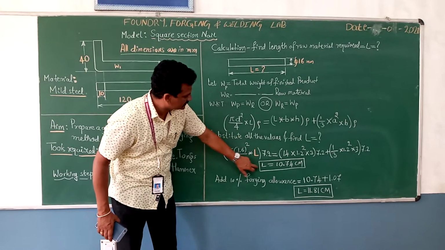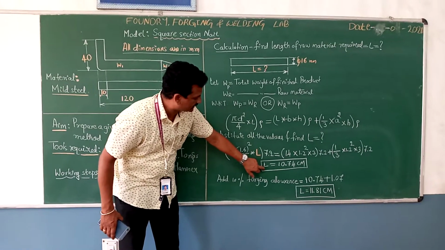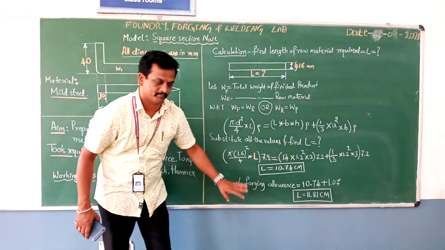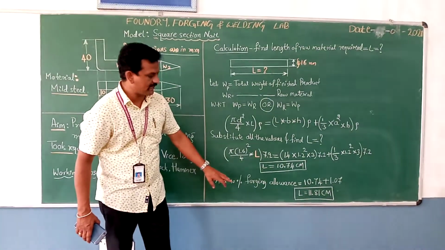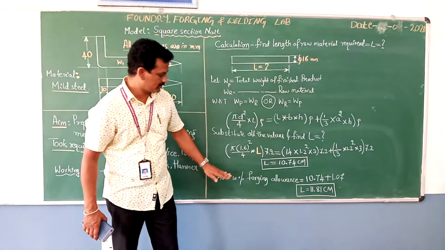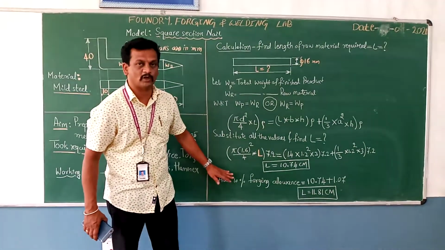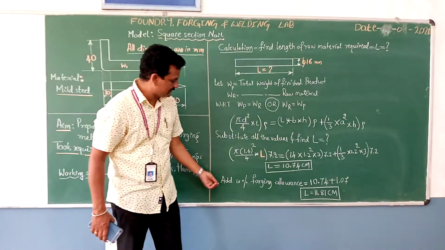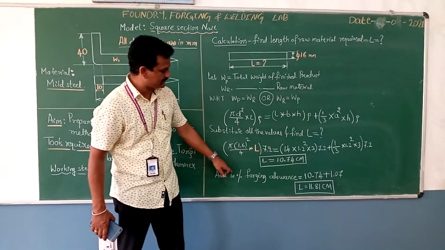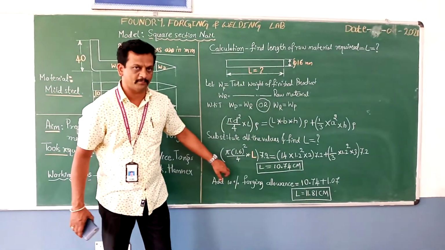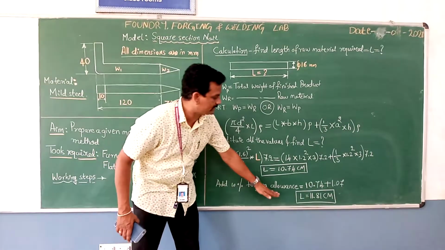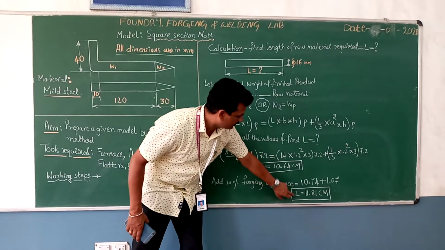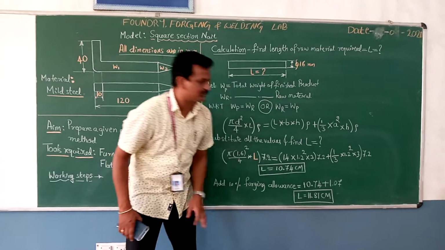Now it will give L, the total length of the raw material you have to cut, 10.74 centimeter. But we know that we have to provide an allowance to compensate for different losses during the hammering operation. It is assumed that for mild steel there are 10% losses during the operations. That's why we have to add the allowance. By adding the 10% allowance, we get L equal to 11.81 centimeter.